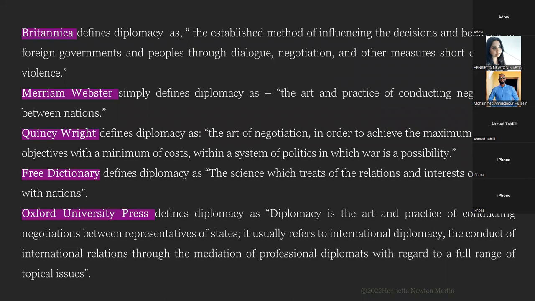You should remember these definitions. And when you're writing definitions, it has to be in inverted commas. If you do not remember the definition and you're just writing it, then do not put inverted commas. Oxford University Press defines diplomacy as the art and practice of conducting negotiation between representatives of states. And it refers to international diplomacy, the conduct of international relations through the mediation of professional diplomats with regard to a full range of topical issues.